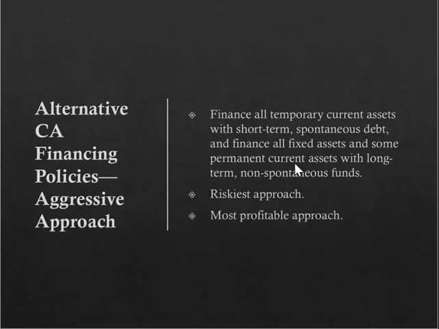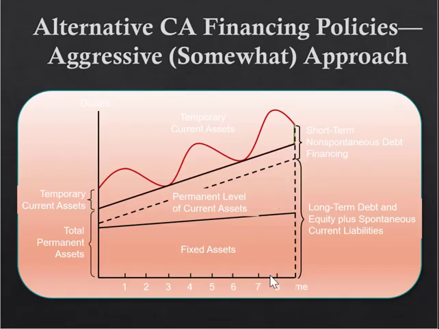You've got an aggressive approach. An aggressive approach would be you finance all temporary current assets with short-term spontaneous debt, finance all fixed assets and some permanent current assets with long-term non-spontaneous funds. It's the riskiest and it's the most profitable because you're only taking on debt when you really need it, and to the extent that you're able to use payables and other debt that doesn't charge interest, it will improve your profitability. So when we look at this graphically, you can see that our permanent financing goes to this level.